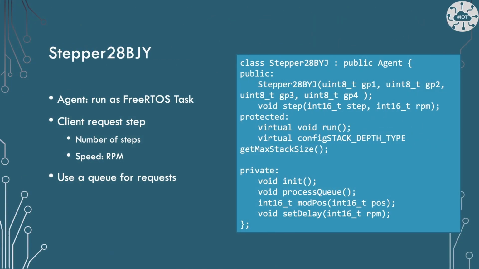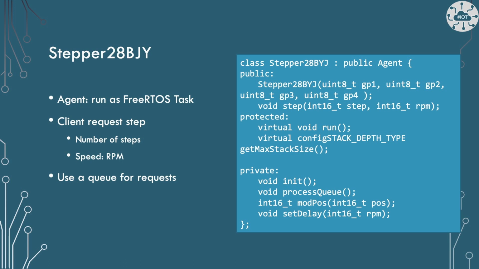Let's look at the stepper class. This is inheriting from my agent class, which will handle the construction of the task. I just need to provide a run task of what to do within the task. The constructor takes the GPIO pad numbers we are using to connect the motor. To make the motor turn, the client will use the function step, which takes the number of steps to rotate. Positive is clockwise, negative is counterclockwise. Also, the speed of rotation in revolutions per minute, up to about 14 for this motor.